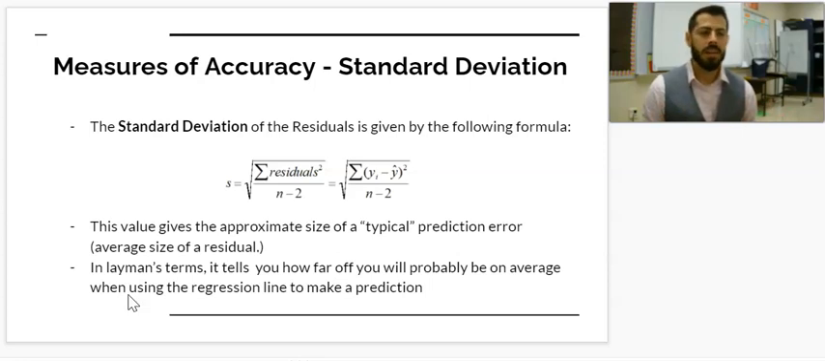And keeping in mind, the point of the least squared regression line is to make that value as small as possible. So a good line is going to try to minimize the standard deviation as best as it can. Of course, if it's a perfect line, then your standard deviation will be 0, but that's not realistic, so we don't expect that.